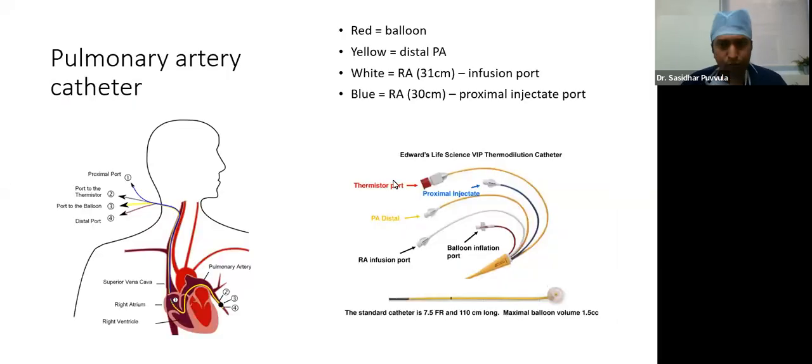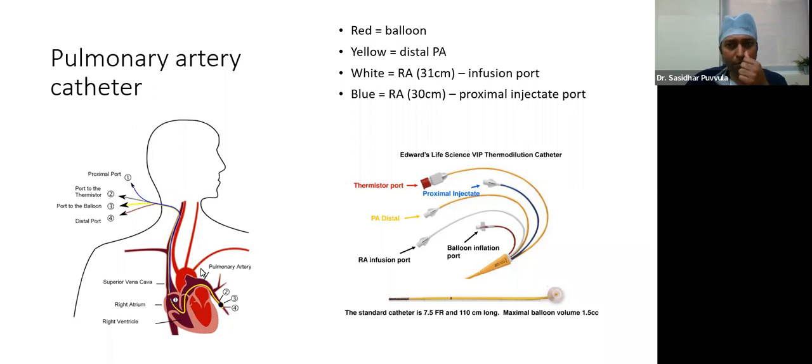And then I would like to discuss a few things about the pulmonary artery catheter, because some of you would be working in ICUs where you would be using pulmonary artery catheters. The pulmonary artery catheter is introduced from the internal jugular vein into the right atrium, and then into the right ventricle and into the pulmonary artery.